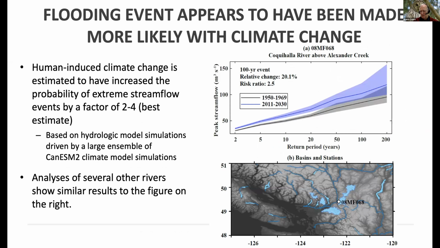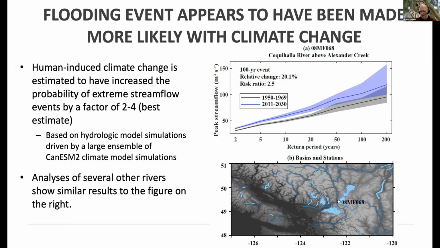This was a rapid attribution study, and so an important part of this study was, for each of these components, to try to judge what the effect of human-induced climate change might have been. We were very fortunate to have access to a large ensemble of hydrologic simulations for the Fraser Basin. And so we're able to ask this question for several of the tributaries of the Fraser, including the Coquihalla River.